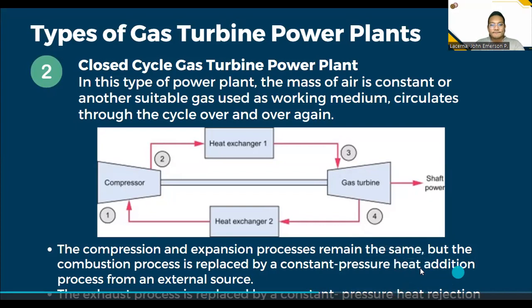Kasi a closed cycle gas turbine is a turbine that uses gas for the working fluid as part of a closed thermodynamic system. Okay? And heat is supplied from an external source. Such recirculating turbines follow the Brayton cycle. Dito siya nagkakaroon ng heat addition sa heat exchanger number 1 natin. Okay?